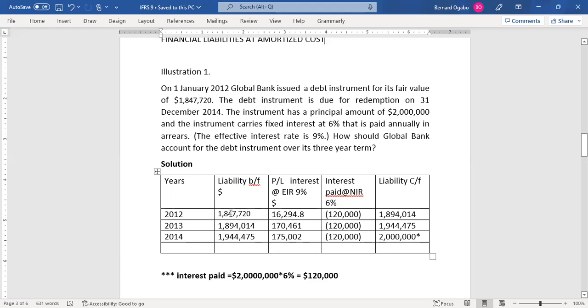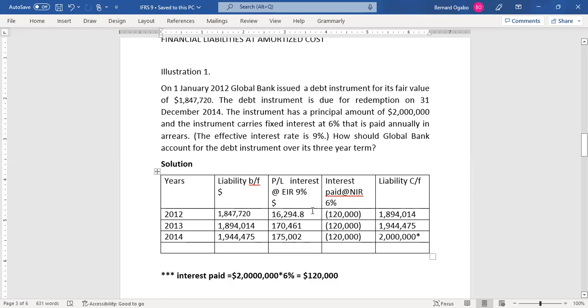Whatever I get, I add to the opening value. Then I subtract the interest paid. The opening value plus the interest at the effective interest rate, less the interest paid that I pay every year as the issuer of this instrument, gives me the carrying value of the instrument at year one. The carrying value at year one becomes the opening value at year two.